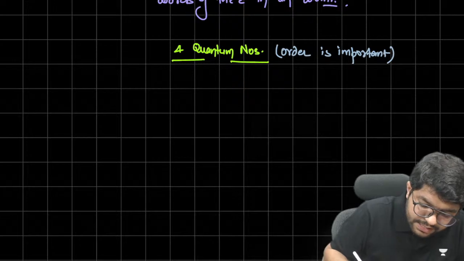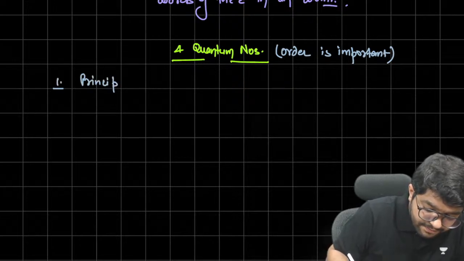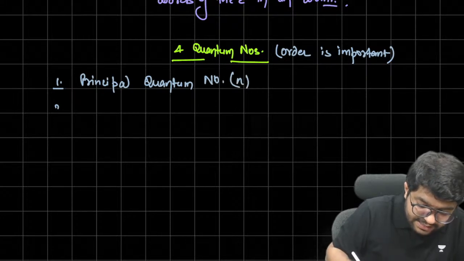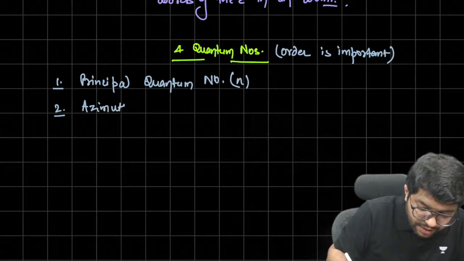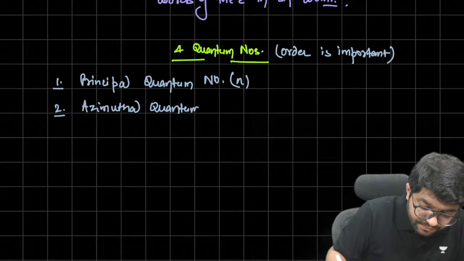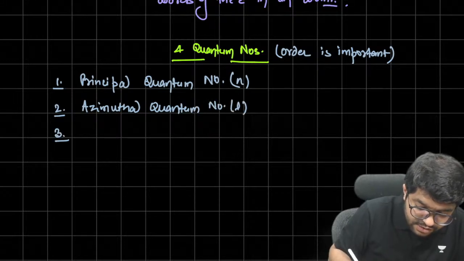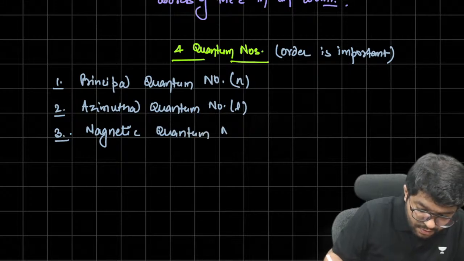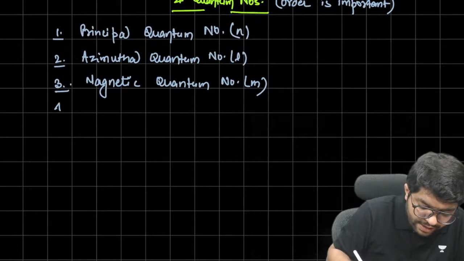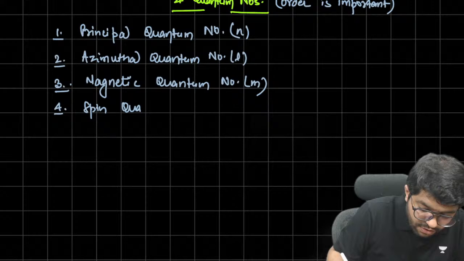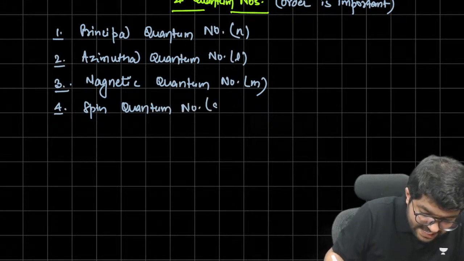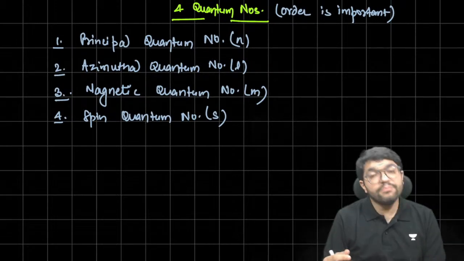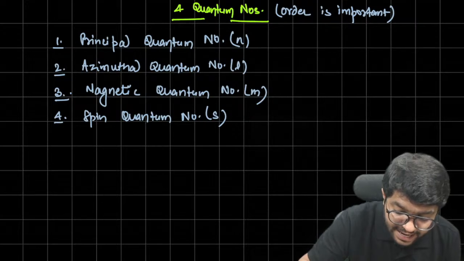Those four quantum numbers are: number one, the principal quantum number, which is called n. Second is the azimuthal quantum number, which is called l. Third is the magnetic quantum number, which is called m. And the last one, the fourth one, is the spin quantum number, and that is called s. Right? So the order is very important: n, l, m, s.